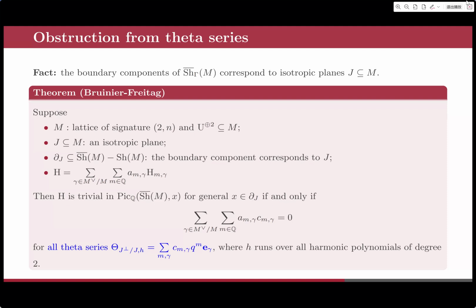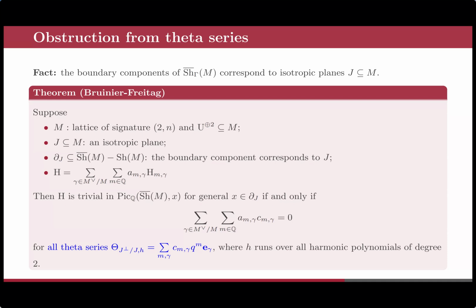Suppose M is a lattice of signature (2,n) and it contains two hyperbolic planes, and we take an isotropic plane J and the boundary component corresponding to J. A linear combination of Heegner divisors is trivial in the Picard group of the general point of this boundary component if and only if the sum of the coefficients is 0. So H is the linear combination of Heegner divisors with coefficients a_{m,gamma}, and c_{m,gamma} are the coefficients of the Fourier expansion of some theta series. You take the Fourier coefficients of the theta series and do some product, here actually a Petersson product, and this will be 0.